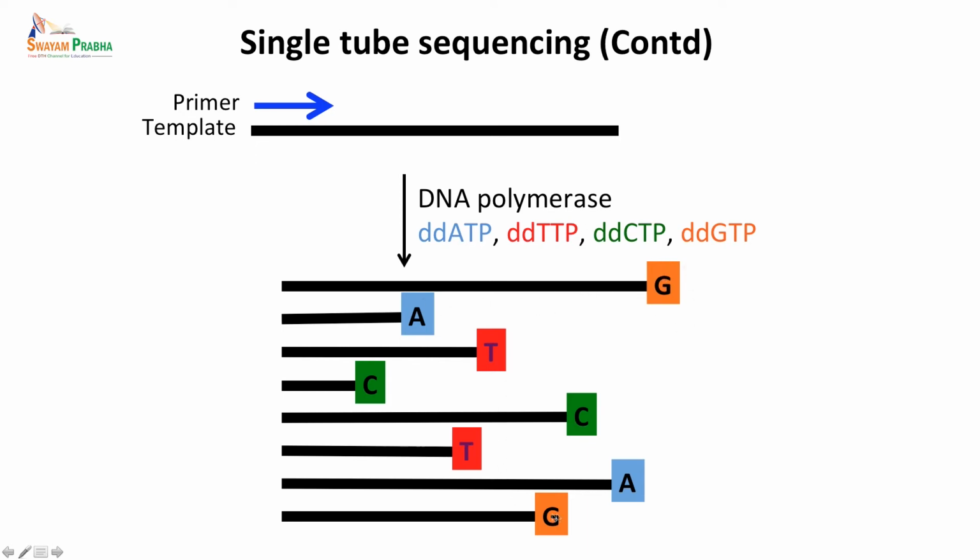So the moment you put in a ddNTP, the chain will not elongate further. But in another event, this position may be occupied by a normal dNTP, and therefore the chain will elongate further till you hit the next G, where again either a normal G or a dideoxy GTP will be put in. So depending on these probabilities, again similar to Sanger sequencing, one will generate a number of these fragments.